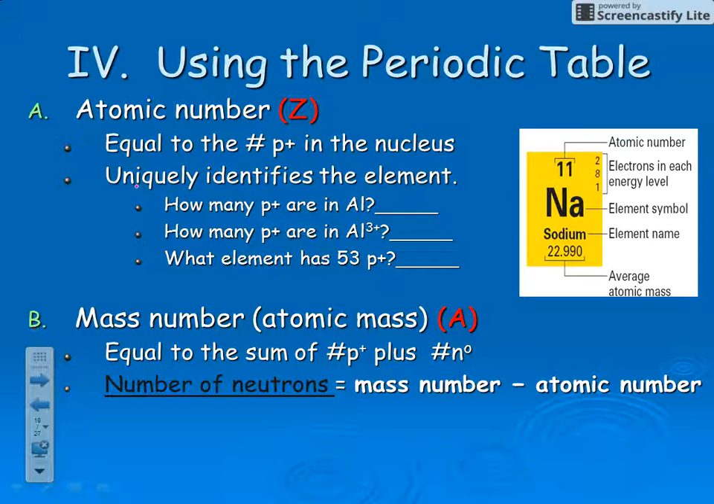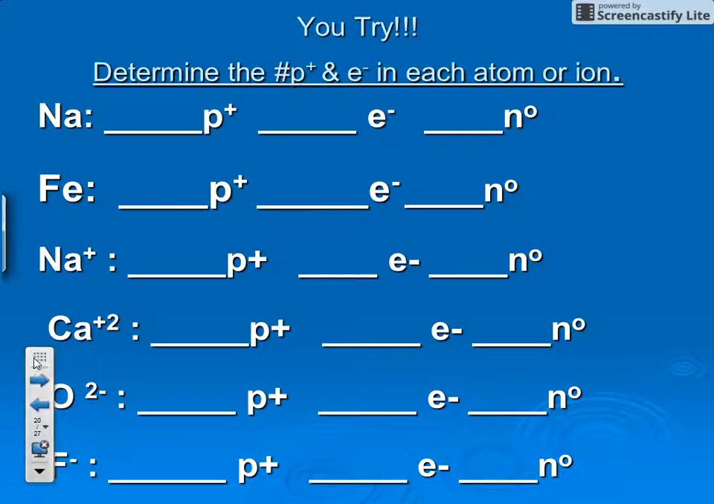All right, so we're going to do a few practice problems. If everybody would have their periodic table out, let's practice determining how many protons, electrons, and neutrons are in the following atoms or ions. Pay attention to whether there is a charge written as a superscript. If you do not see a charge, then you have to assume it's an atom.